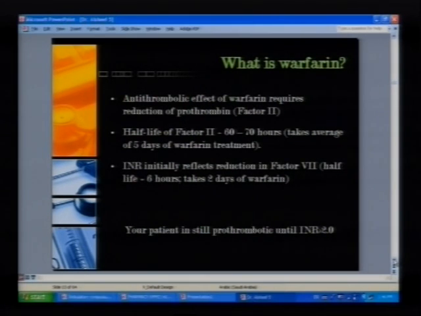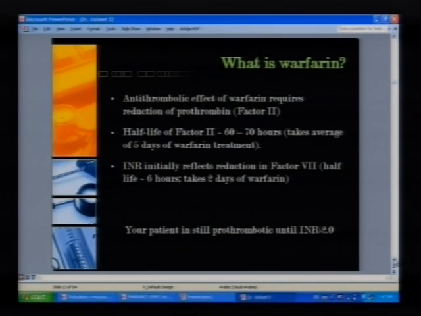The antithrombotic effect of warfarin requires reduction of prothrombin factor 2, and the half-life of factor 2 is 60 to 70 hours, which takes an average of 5 days of warfarin treatment. INR initially reflects reduction in factor 7, half-life 6 hours, which takes 2 days of warfarin. Sometimes when we initiate warfarin, we see a rise of INR, but this does not reflect the true effect. Just continue the same dose, don't decrease, because it might be the effect of factor 7.